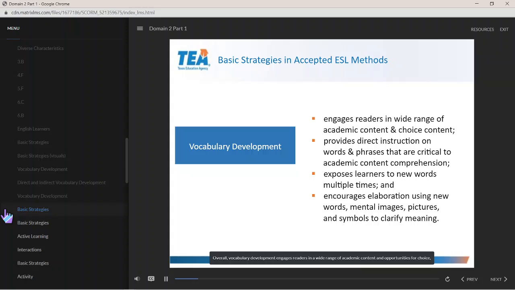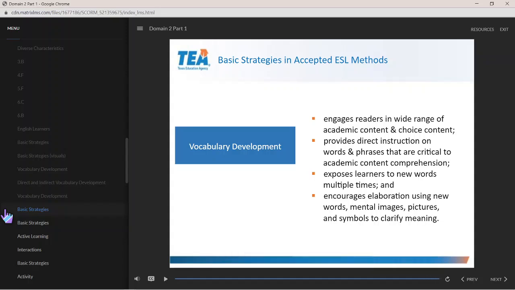Overall, vocabulary development engages readers in a wide range of academic content and opportunities for choice, provides direct instruction on words and phrases critical to academic content comprehension, exposes learners to new words multiple times, and encourages elaboration using new words, mental images, and pictures and symbols to clarify meaning.